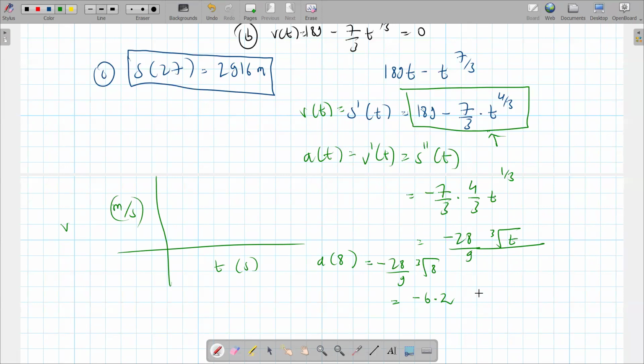Meters per second squared. Yes, perfect. Meters per second squared. And it said the word deceleration. We're expecting a negative answer, and we got a negative answer as well. So this seems good. So that would be the final answer for this one. Cool?